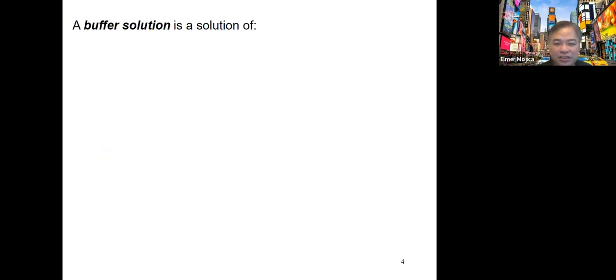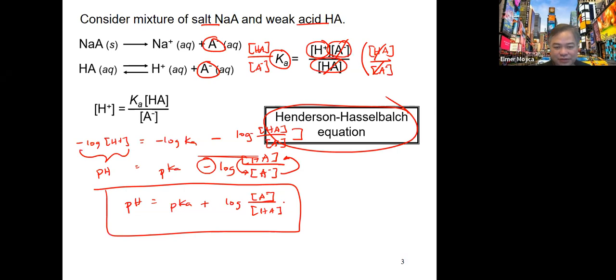And if you look at this, this is the conjugate base and this is the acid, right? A minus is the conjugate base of the acid. Na wala daw calculation, yun yung sabi nila. But I'm still going to prepare you for that.